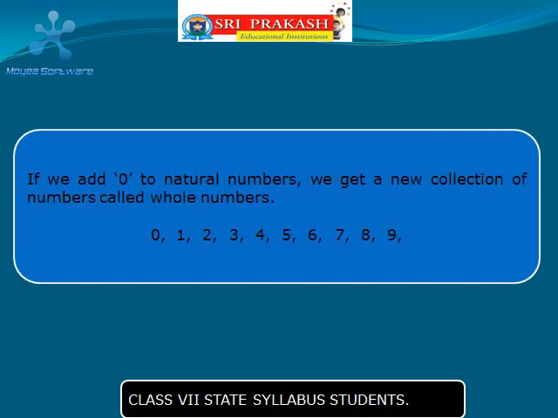If we add 0 to natural numbers, we get a new collection of numbers called whole numbers. 0, 1, 2, 3, 4, 5, 6, 7, 8, 9. All these numbers are called whole numbers.